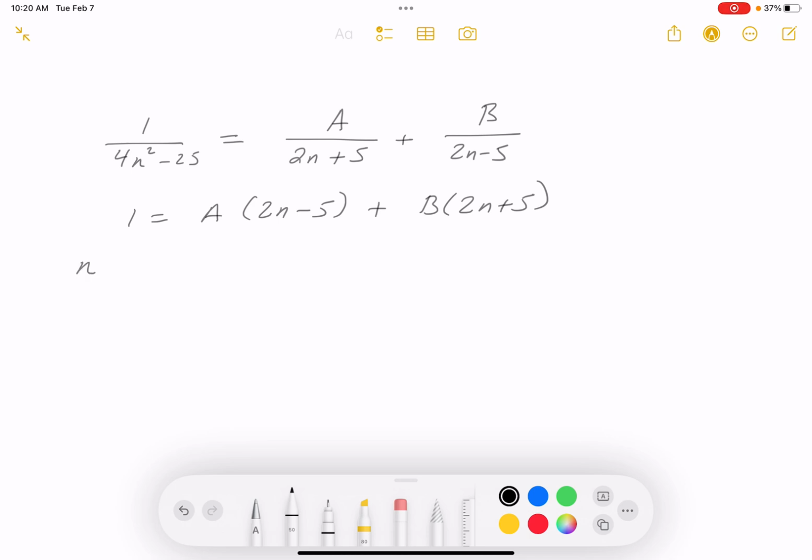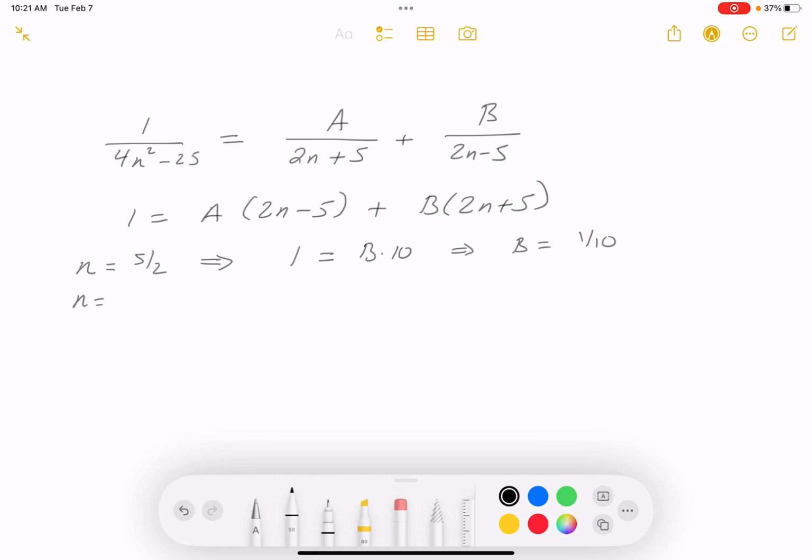I'm going to pick n's that I find to be easy, but you may disagree with this. I'm going to say n would be 5 over 2. What do I get here? On the left side is 1. On the right side, let's take a look. If I took 5 halves, I get 5 minus 5, which is 0, so the a disappears. And then you get b times 5 plus 5, which is 10. So I'm pretty comfortable that b is 1/10.